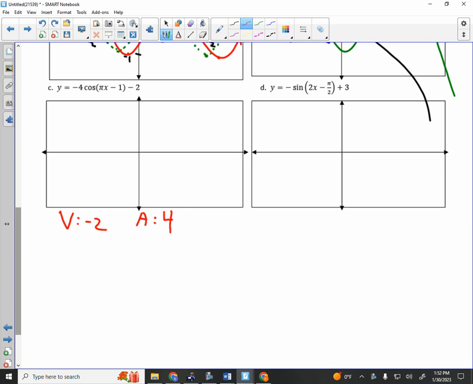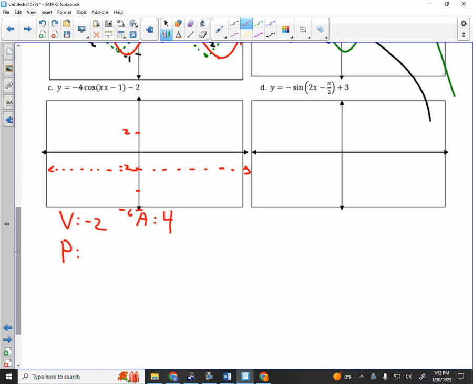From -2, you go up 4 units. That brings you to 2. And if you go from -2 down 4 units, it brings you to -6. So +2 is the highest point of the graph, and -6 is the lowest point of the graph. So I have -2 right here. I go up to +2. I go down to -6. That's the vertical structure of my graph once I have that laid out. I always start by laying out the vertical structure.